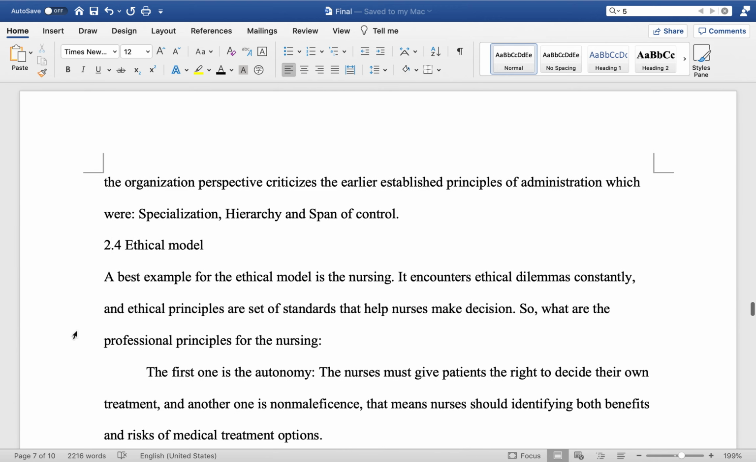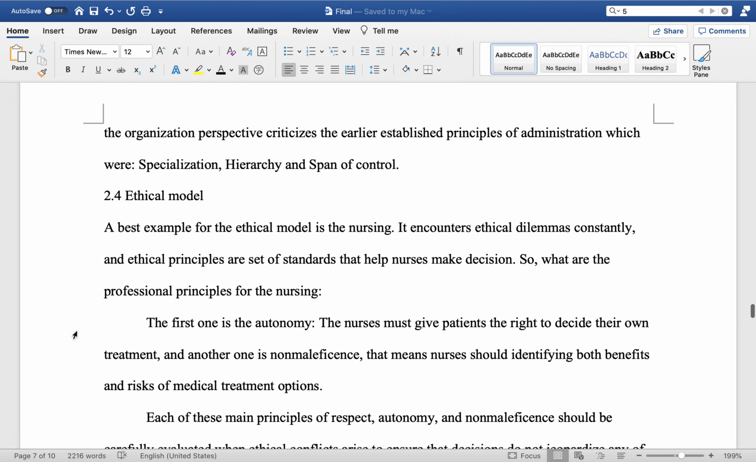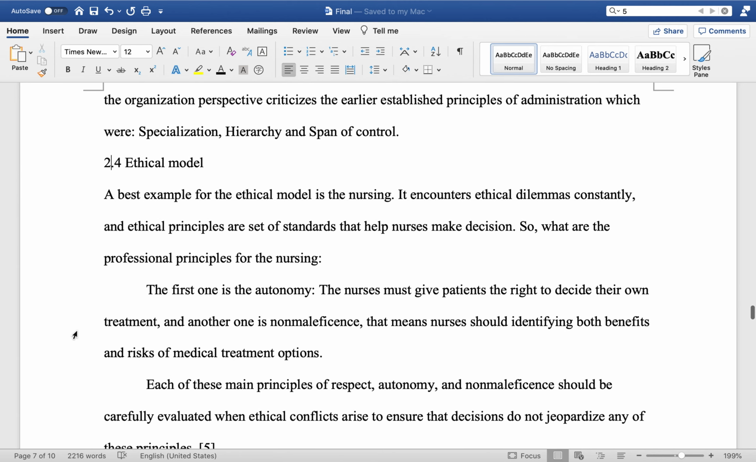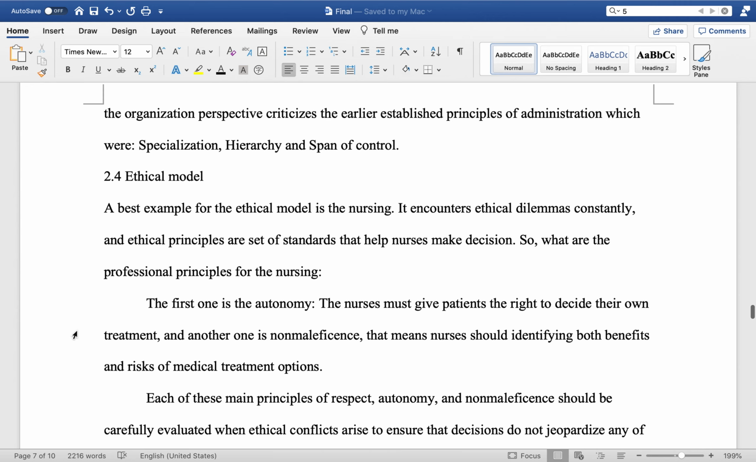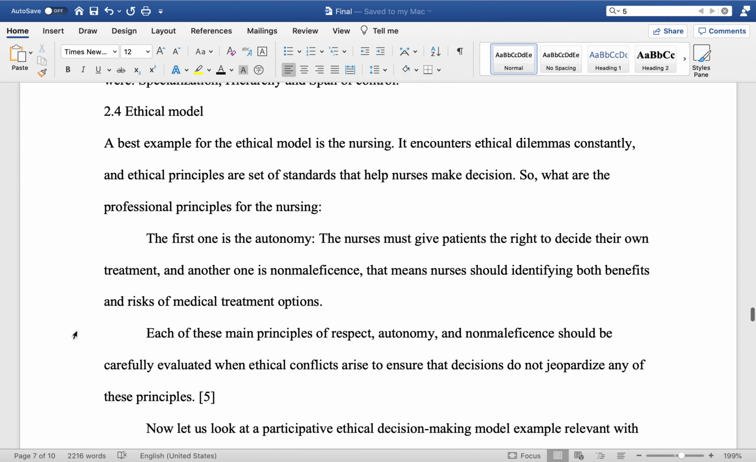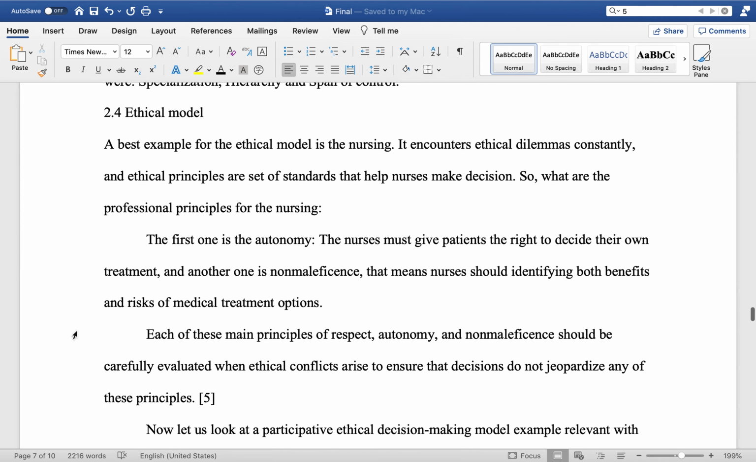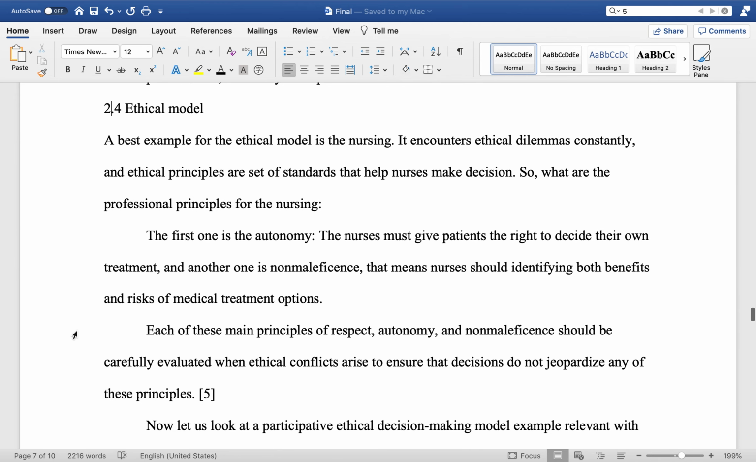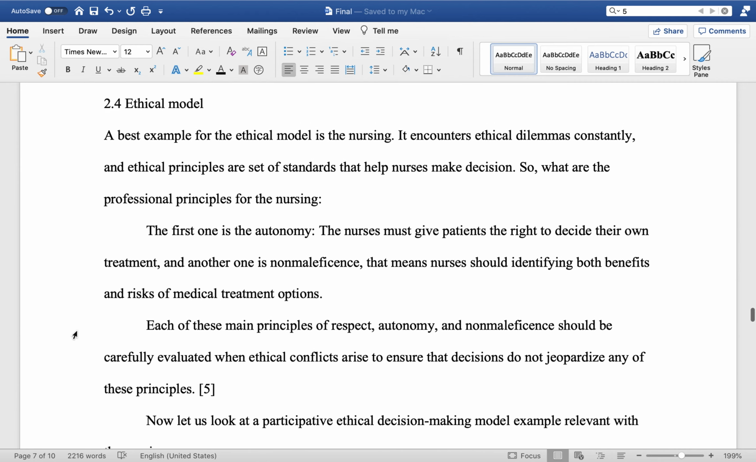The next model is the ethical model. The best example for this one is nursing. Nurses encounter different situations constantly, and there are some principles they must follow. The first one for nursing is autonomy. The nurses must give patients the right to decide their own treatment.